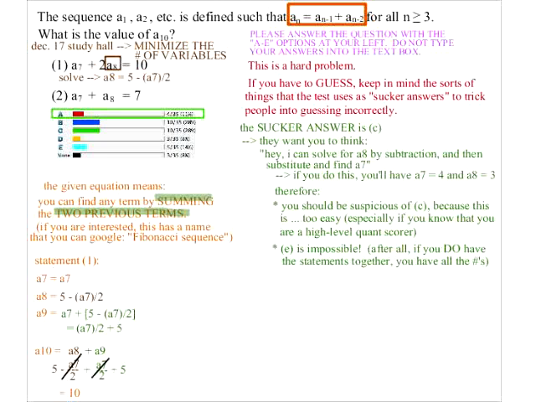If you do this with statement 2, we won't do it here to conserve time, but try doing the same thing. You'll wind up with variables in your expression for a10. Therefore, that's insufficient. Whereas this is sufficient.